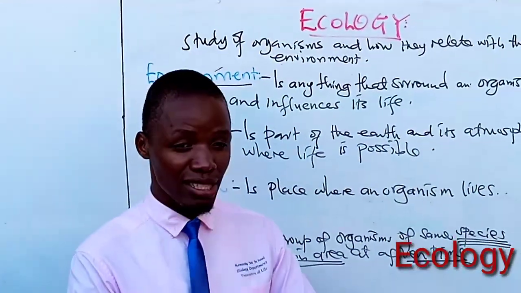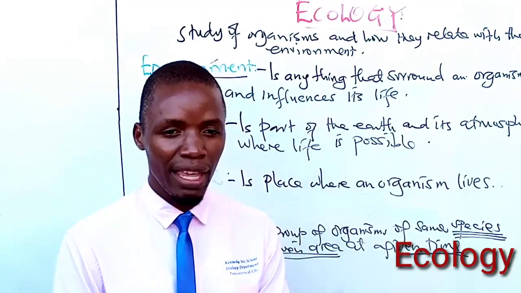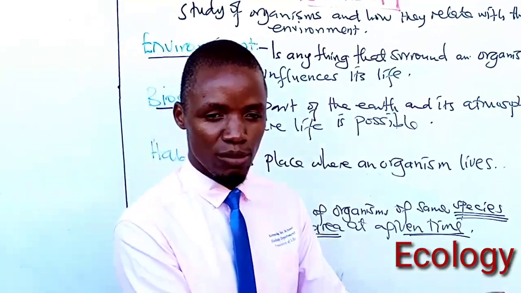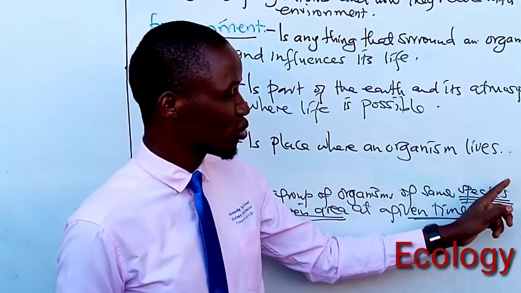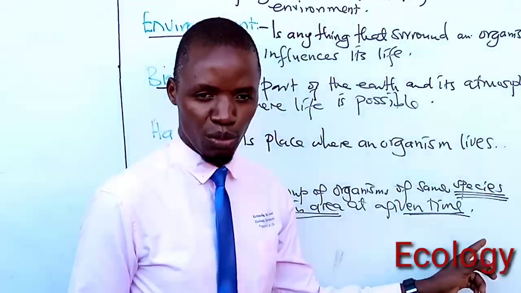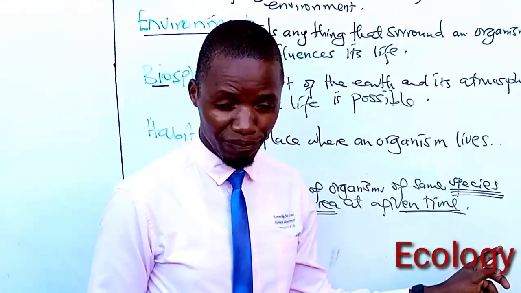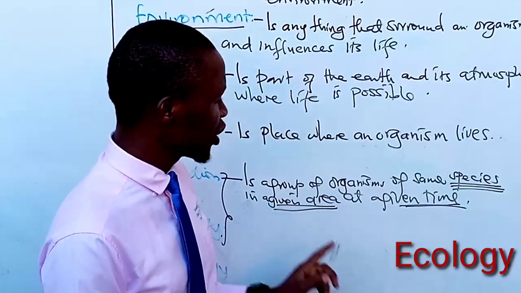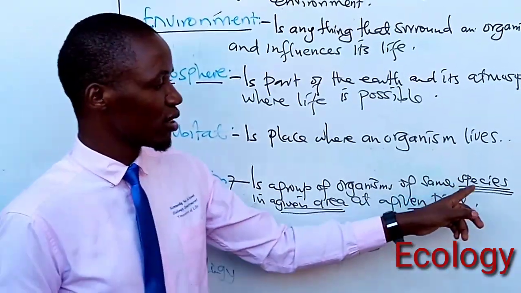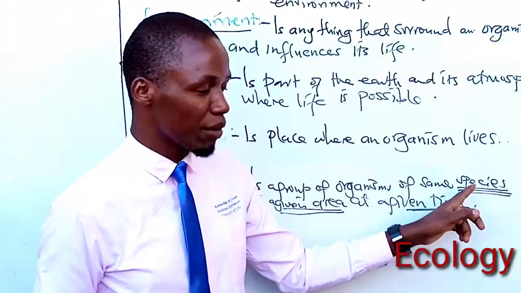So we are of the same species. Likewise, cows are also of the same species. Goats are of the same species. So those organisms which can interbreed and produce viable offspring, we call them species. So when you are talking about population, we are specific on that group, on the species level.